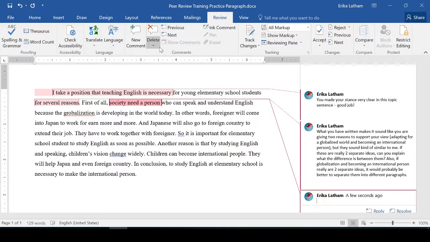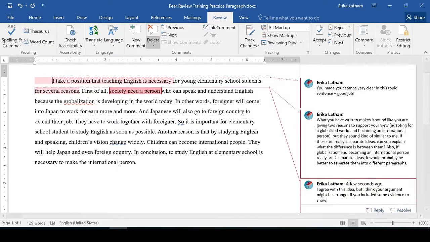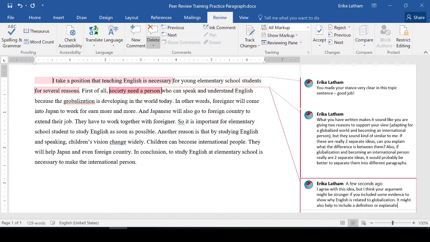Alright, so I agree with this idea, but I think your argument might be stronger if you included some evidence to show why English is related to globalization. It might also help to include a definition or explanation of what globalization is. Yeah, so what do they say next?